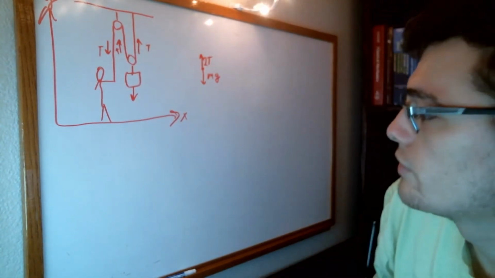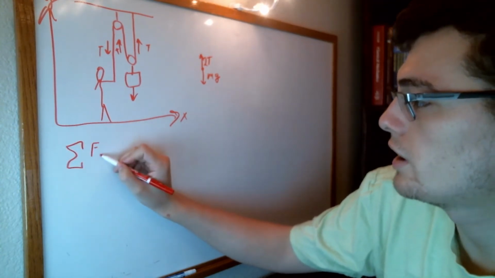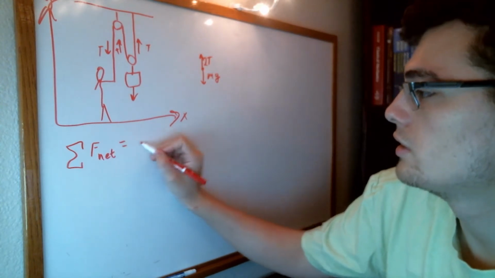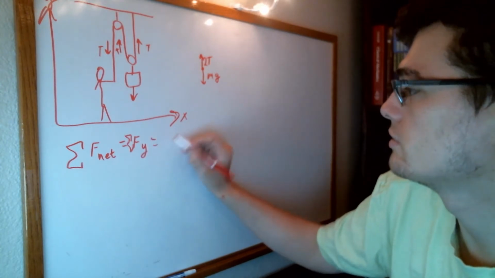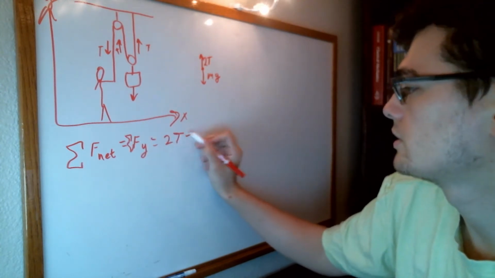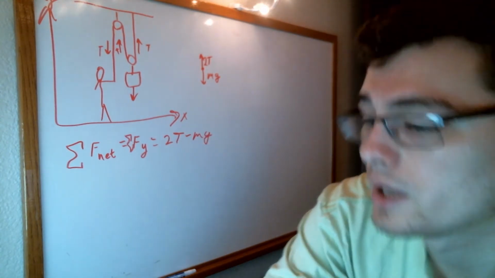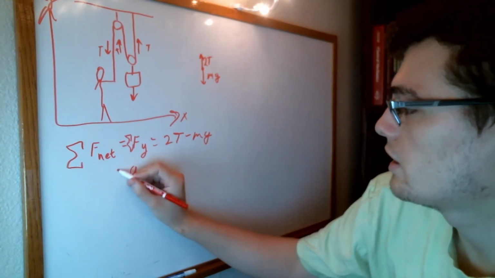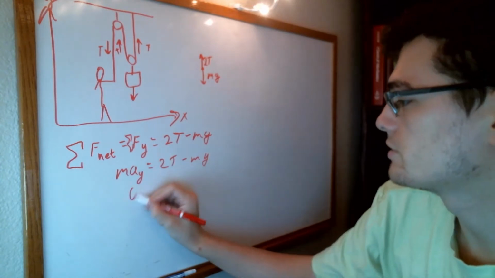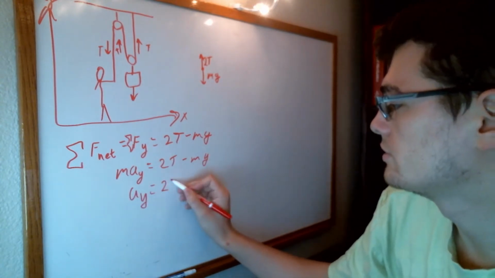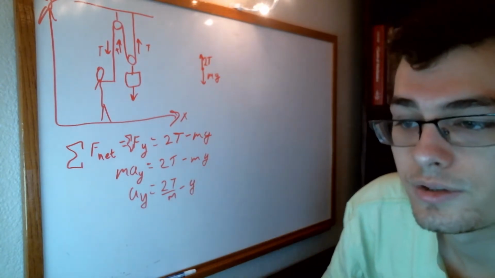So for writing the net force here, we just have the sum of the y components. So sum of F net equals sum of Fy, which is equal to 2T minus mg. And so then we can say that this is m a_y equal to 2T minus mg, and so we can say that a_y is going to be equal to 2T over m minus g. Simple enough.